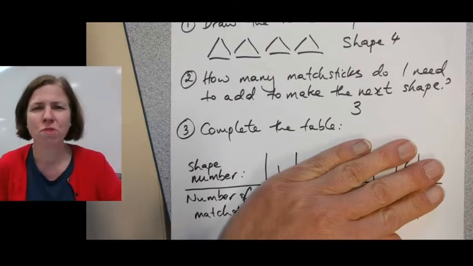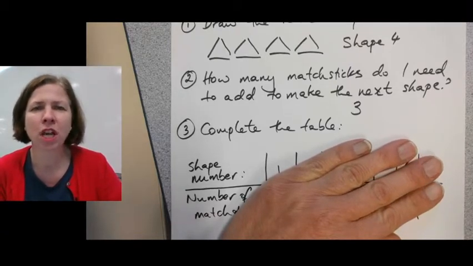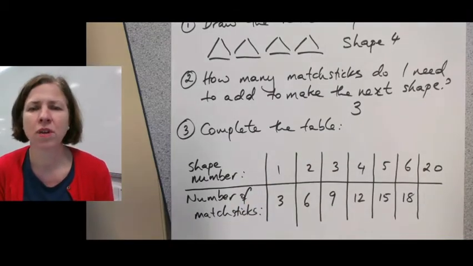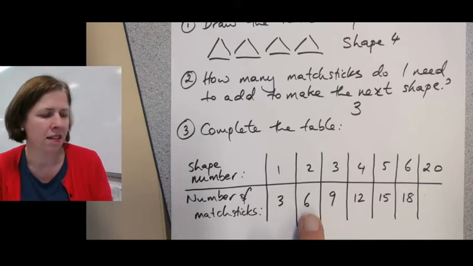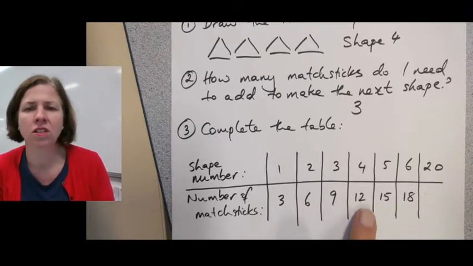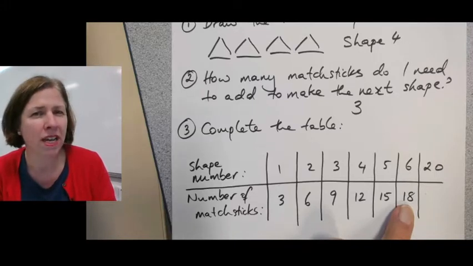And now I'm going to show you my answers. So quickly pause it if you haven't done it yet. And I haven't filled in the last one for shape number 20. So there we are, because I wanted to talk about that. So I've got 3, 6, 9, 12, 15 and 18. I'm pretty sure you'll recognize that pattern. It's skip counting by 3s.